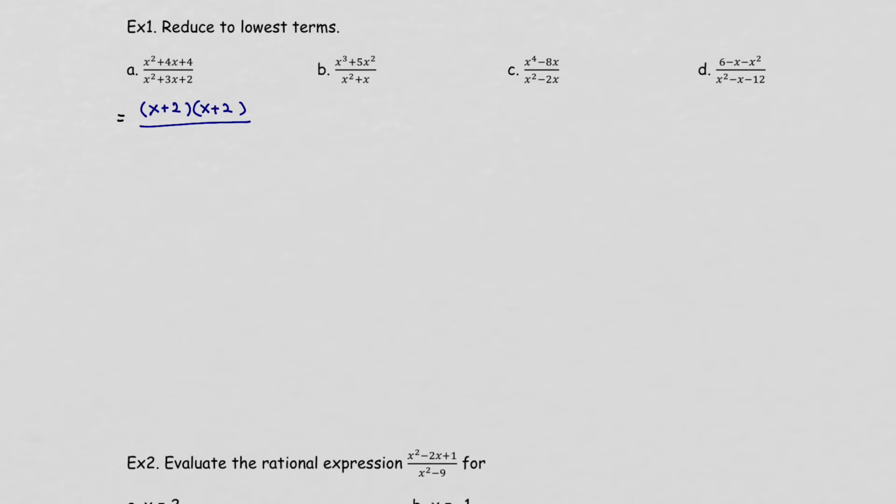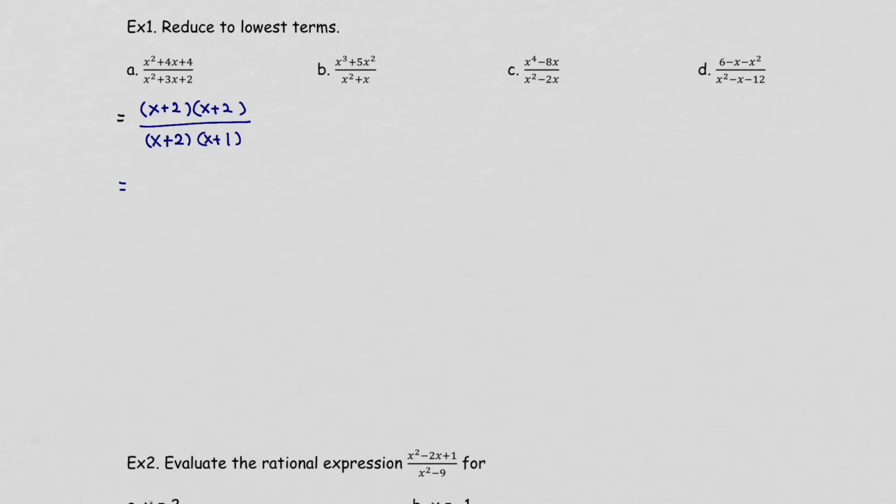Do the same thing on the denominator. Factor the trinomial. X times x is x squared. Same sign. That same sign is addition. 2 times 1 is 2, and 2 plus 1 is 3. So that's how you're going to factor each numerator and denominator.